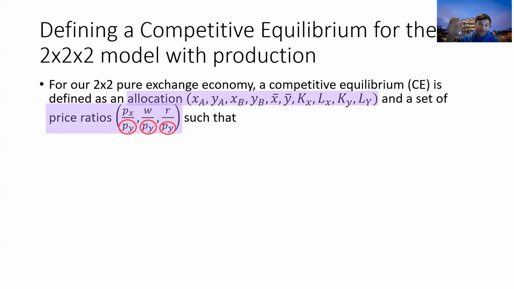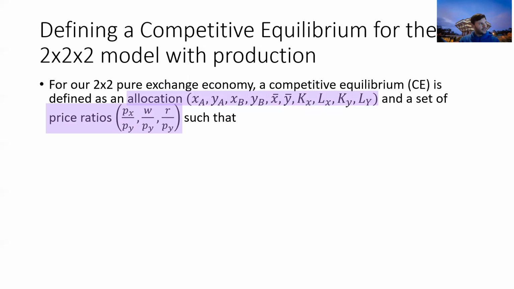Yeah, we're treating good Y like a numeraire commodity, right? We can measure the price of everything relative to good Y. It doesn't matter which price you choose to normalize against. So we're dealing with two elements here, right? We have an allocation and we have a set of prices.